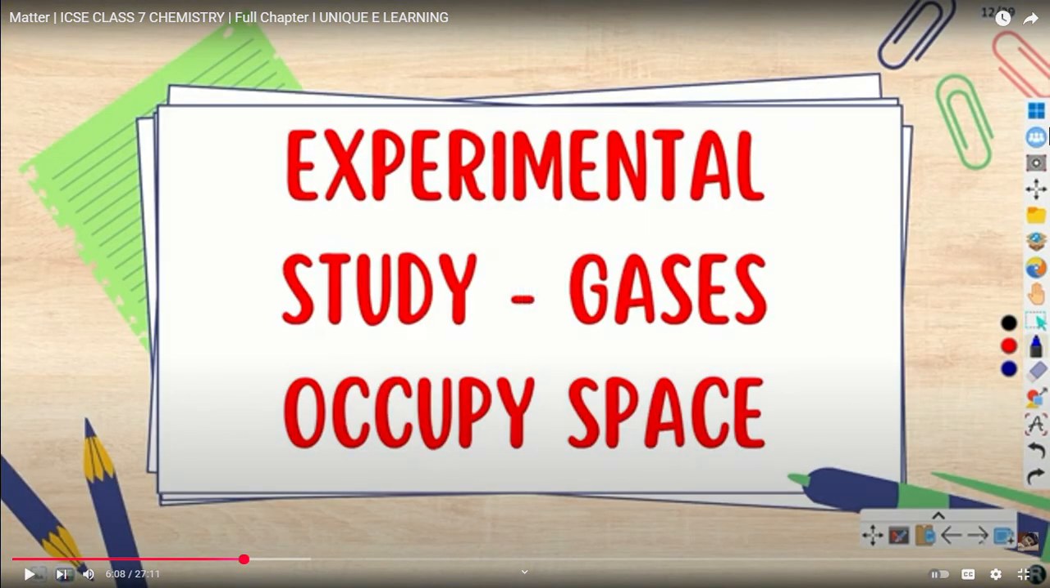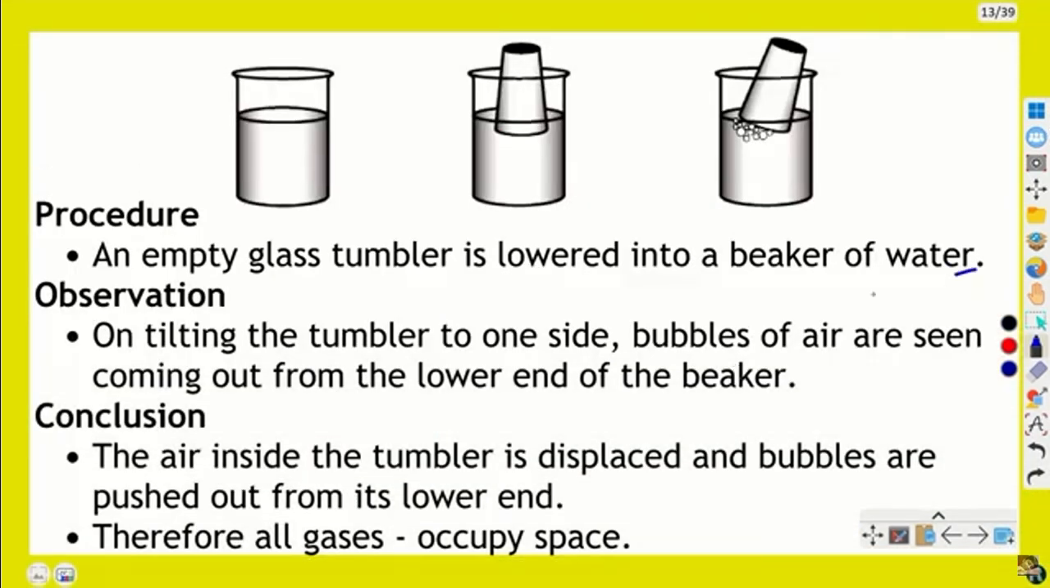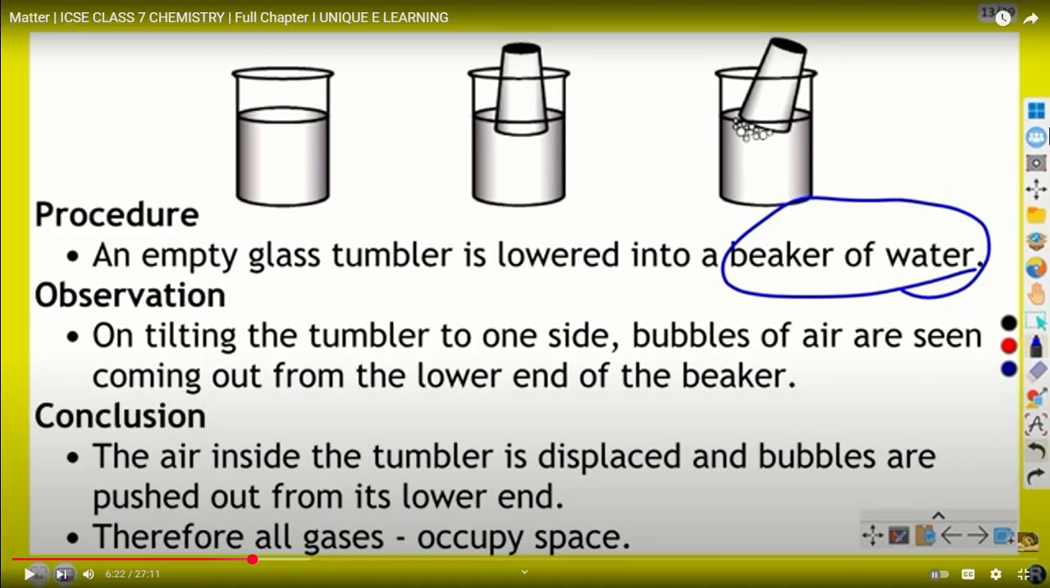So now our next chapter is the experimental study: gases occupy space. Procedure: an empty glass tumbler is lowered into a beaker of water. Observation: on tilting the tumbler to one side, bubbles of air are seen coming out from the lower end of the beaker. Let me tell you why this happens.